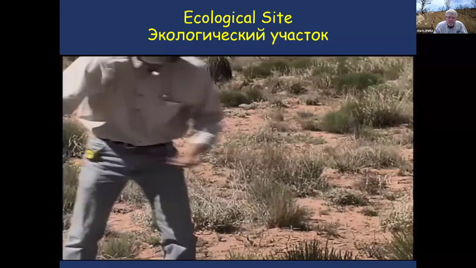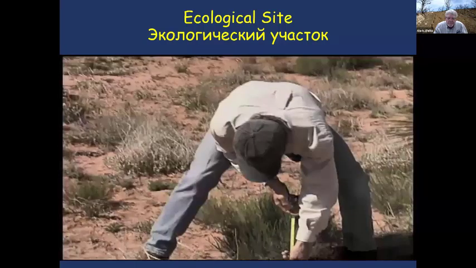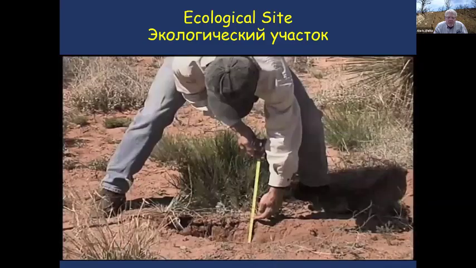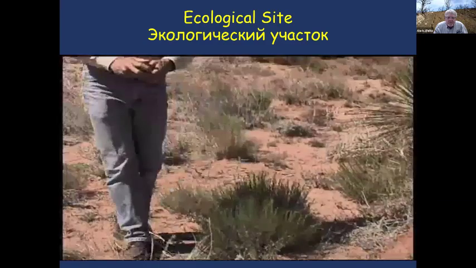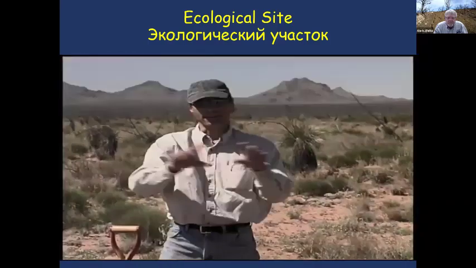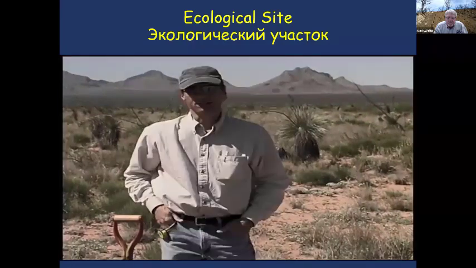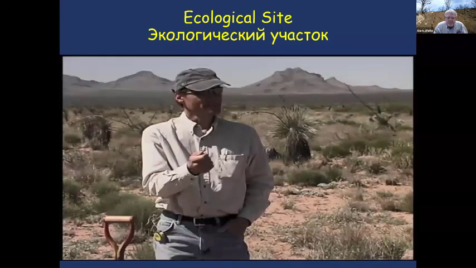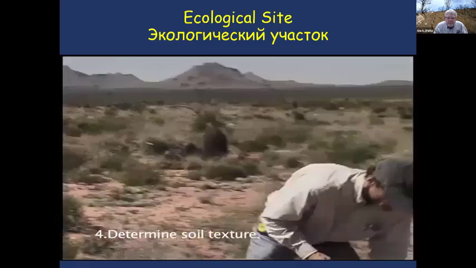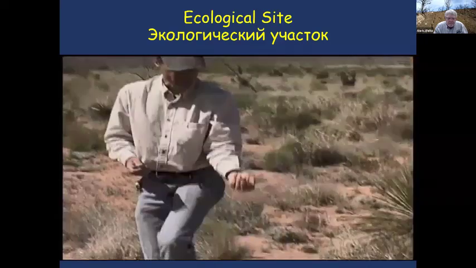Let me try that tape measure again. I've gone down now almost 22 inches, and there's no sign of a calcic horizon, or a petrocalcic horizon, rather. In other words, I haven't hit any rocks or anything. And so I'm going to call that a sandy ecological site, except I haven't really confirmed the texture. It looks sandy to me, but I still want to pick up some of that soil near the surface, and I'm going to determine the soil texture.